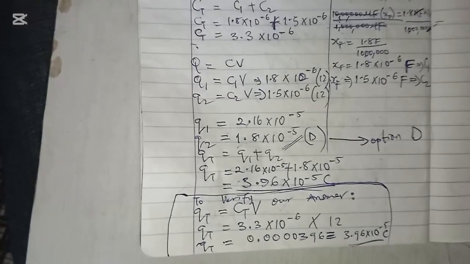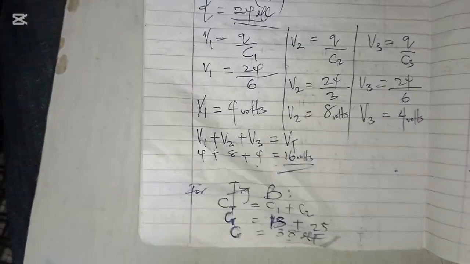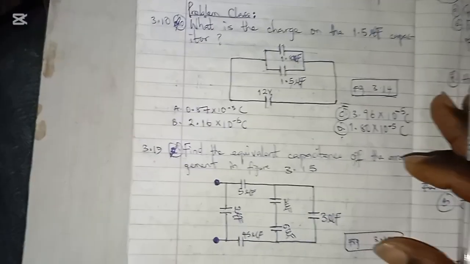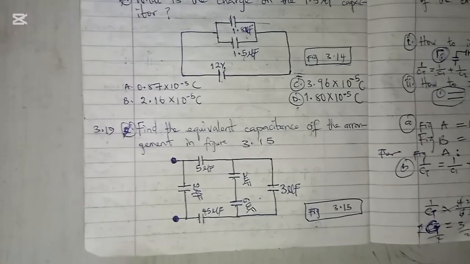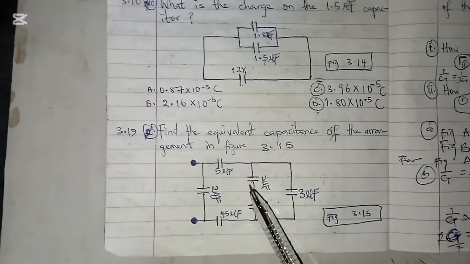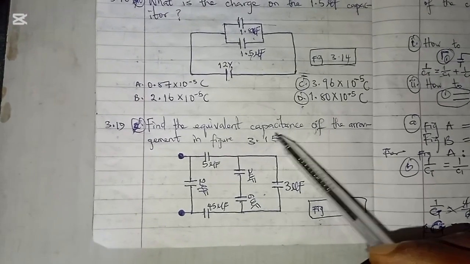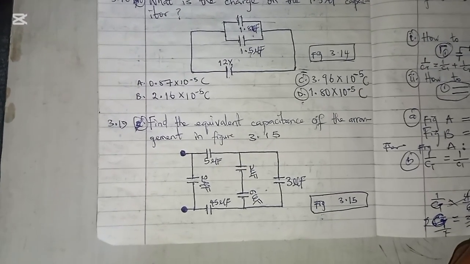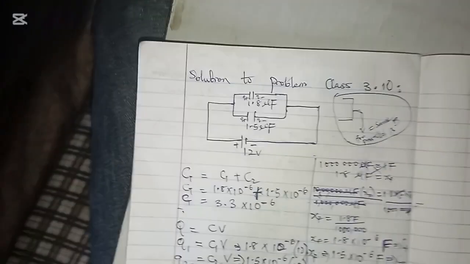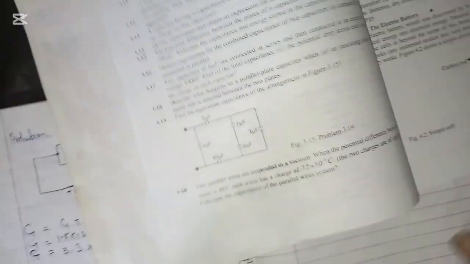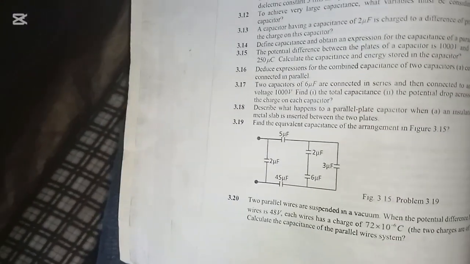So if we know this now, let's answer the second question. The second question says, find the equivalent capacitance of the arrangement in figure 3.15. So they say we should find the equivalent capacitance, but we'll find the equivalent capacitance, we'll find the charge, and we'll find the voltage where necessary. So let me redraw it. I think I took this question from the textbook, so let me find that page. Let me redraw this one.